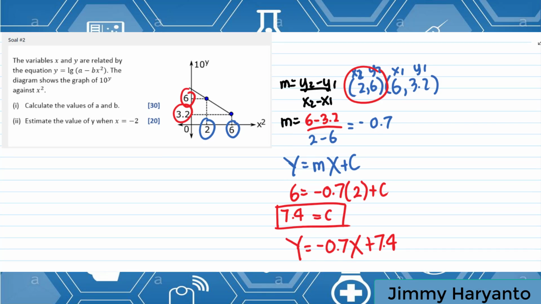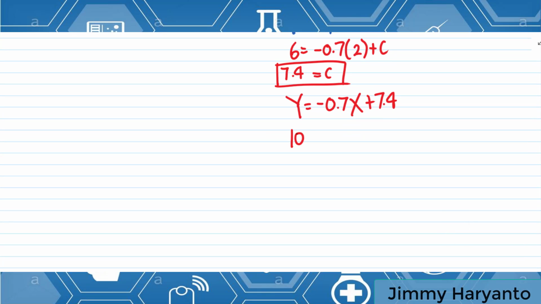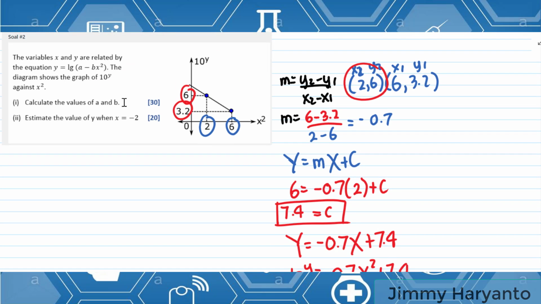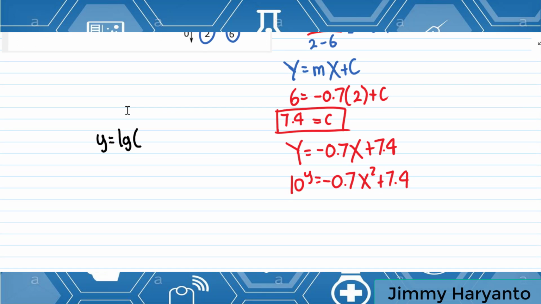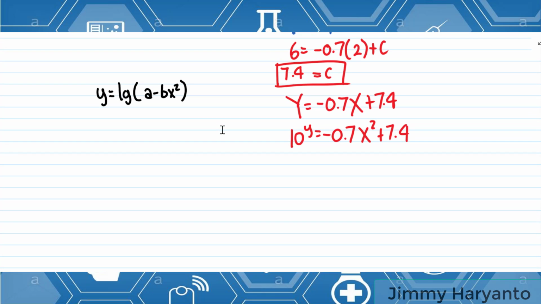Change the y and the x into 10 to the power of y and x square. 10 to the power of y equals negative 0.7 x square plus 7.4. And then you have to compare with this one. The original equation is y equals lg in the bracket a minus bx square. So we have to move this lg to the left side. It will become 10 to the power of y equals a minus bx square.